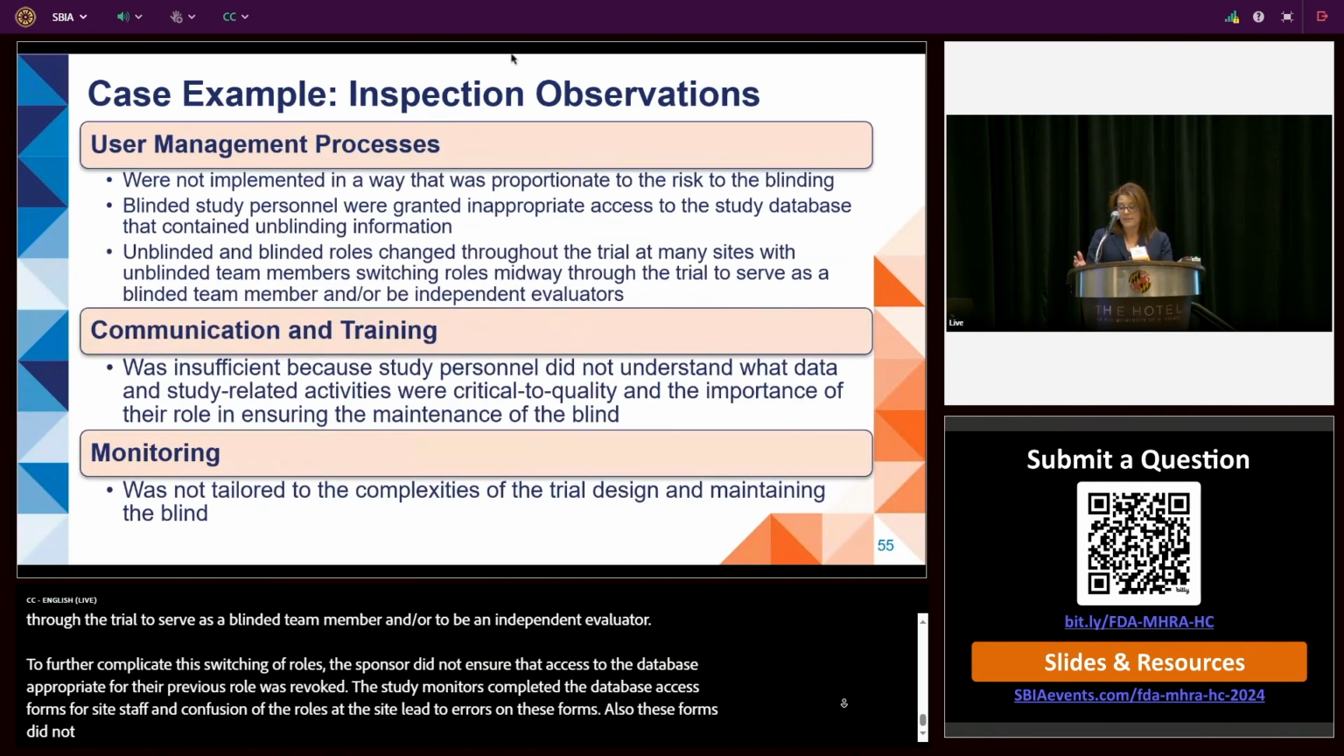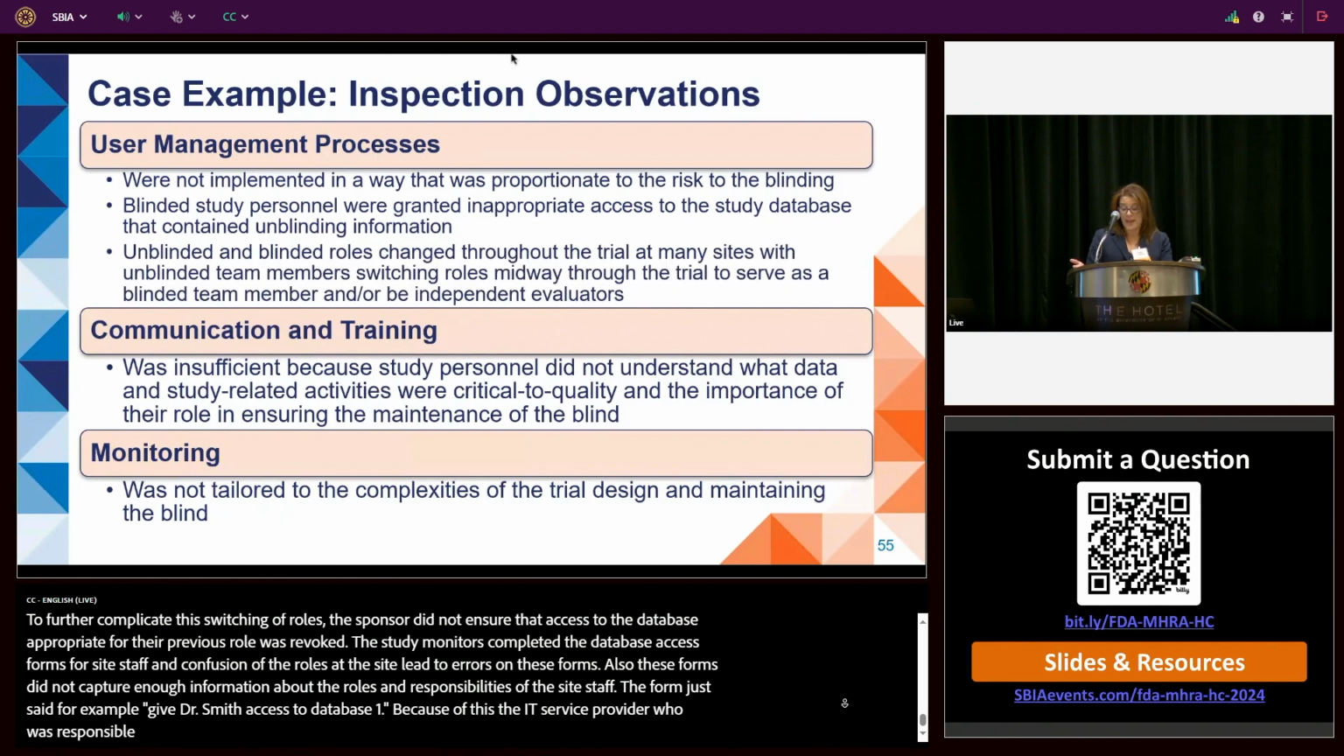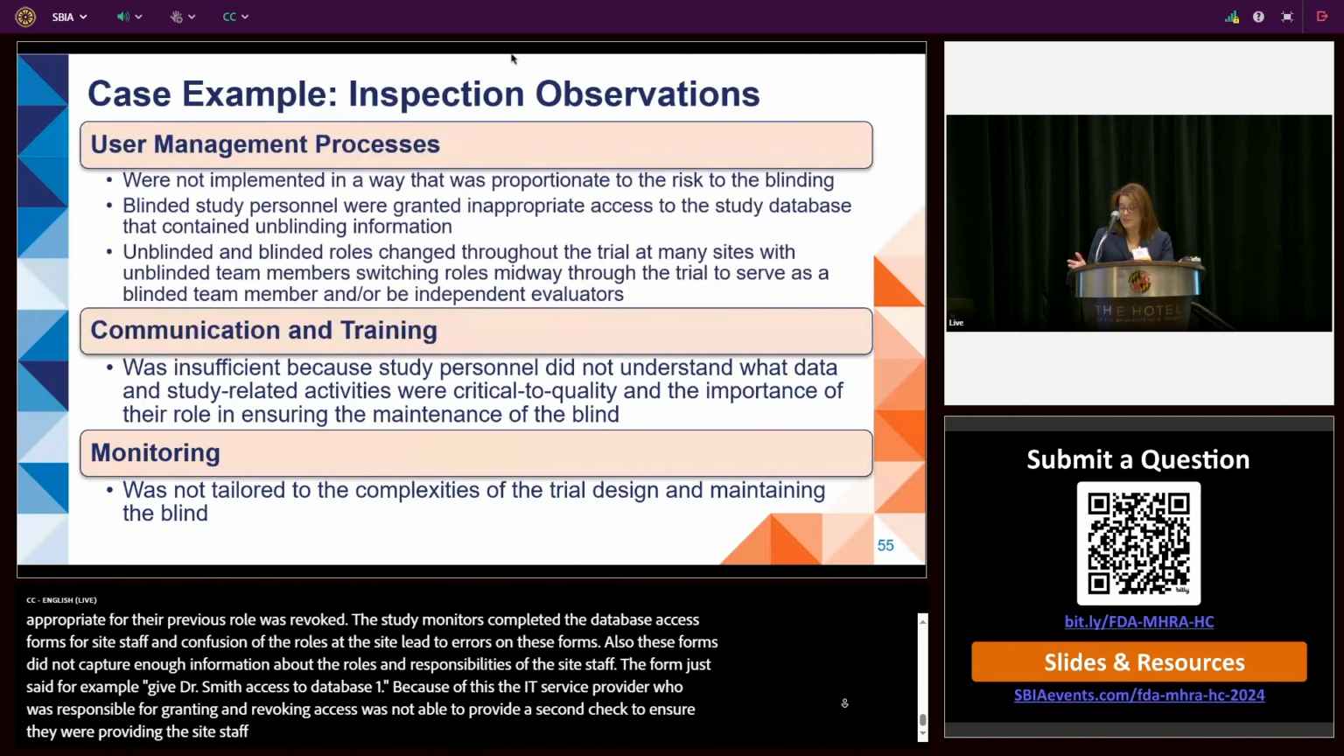The form just said, for example, give Dr. Smith access to database 1. Because of this, the IT service provider, who was responsible for granting and revoking access, wasn't able to provide a second check to ensure that they were providing the site staff with access to the correct database related to their role in the trial. The IT service provider just did what the form told him to do.